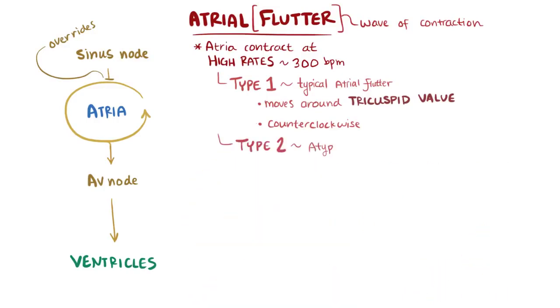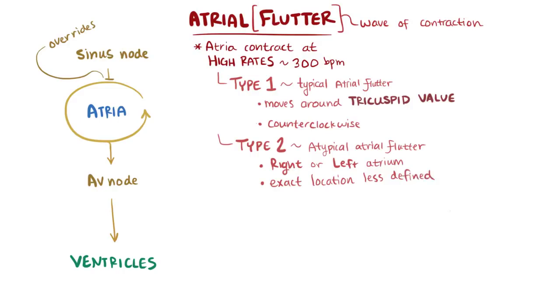Type 2, or atypical atrial flutter, is where a re-entrant circuit develops in either the right or the left atrium, but the exact location is less clearly defined. Again though, we've got a similar setup, where a wave of activated tissue, or depolarization, hits a bit of tissue in such a way that it creates a loop of depolarization that keeps going around and around.